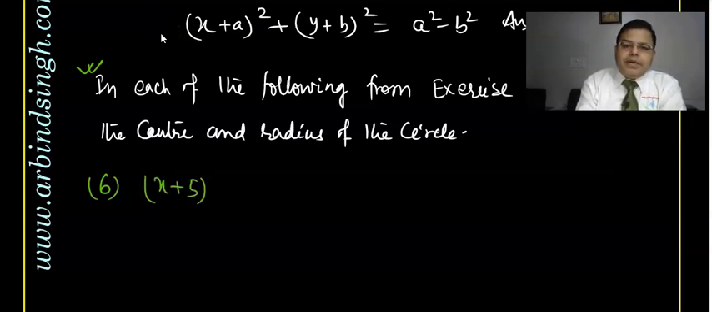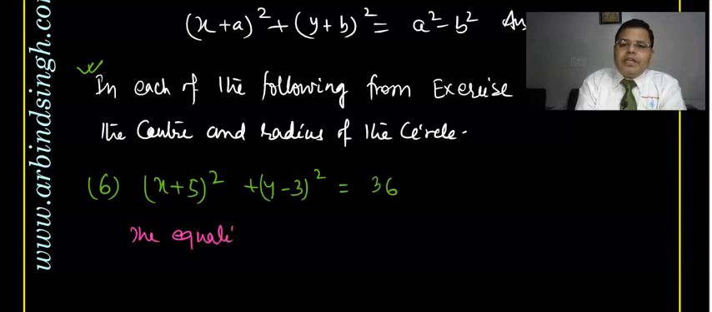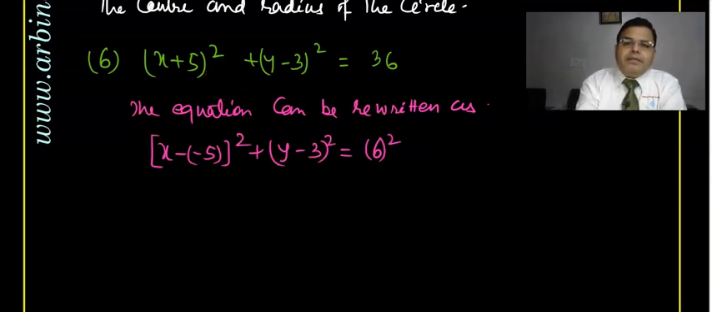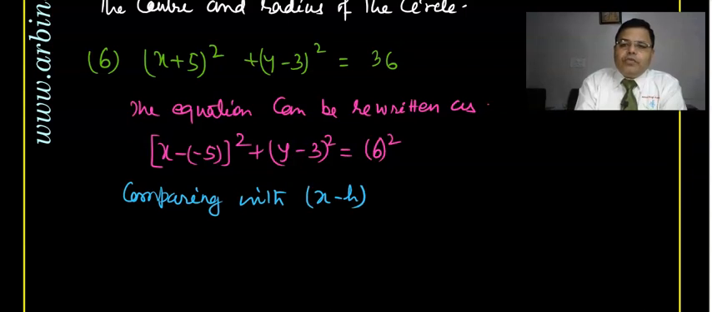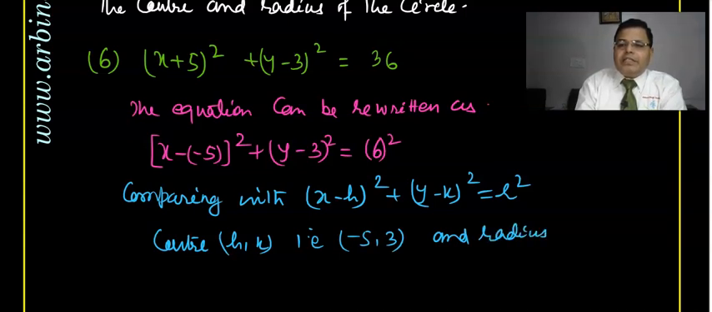The equation of the circle is given: (x + 5)² + (y − 3)² = 36. The equation can be rewritten as (x − (−5))² + (y − 3)² = 6², isn't it? Comparing with (x − h)² + (y − k)² = r², we get the center (h, k), that is (−5, 3), and the radius r is 6.